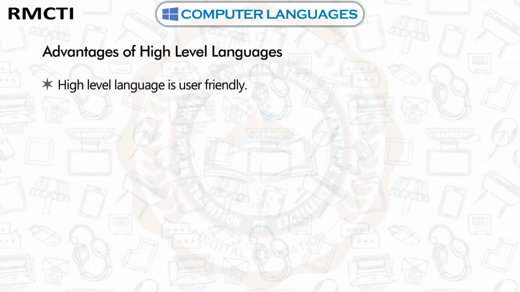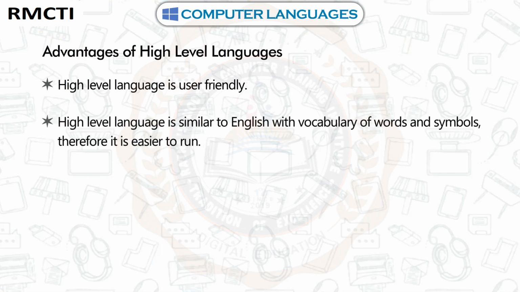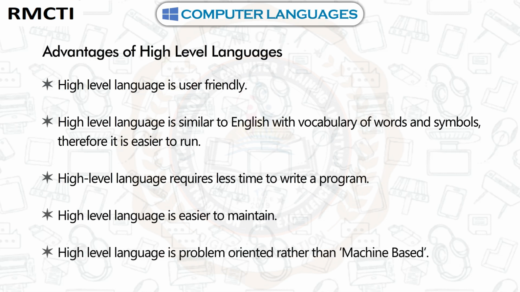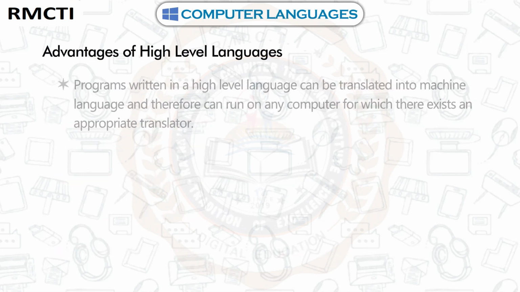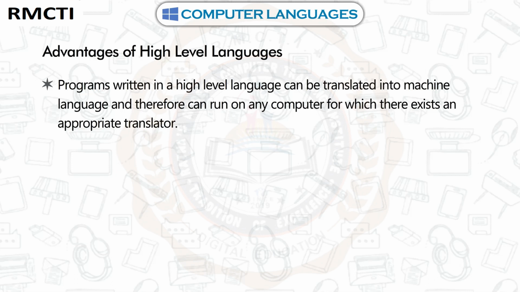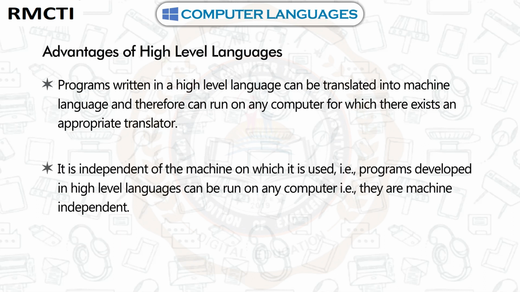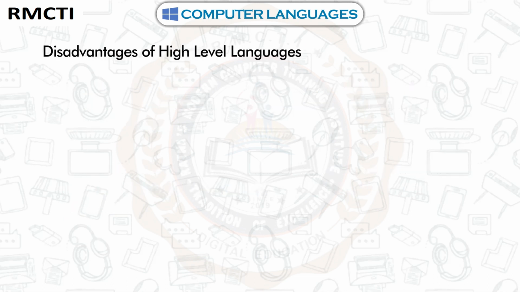Advantages of high-level languages. High-level language is user-friendly. High-level language is similar to the English language with a vocabulary of words and symbols, therefore it is easier to learn. High-level language requires less time to write a program. High-level language is easier to maintain. High-level language is problem-oriented rather than machine-based. Programs written in a high-level language can be translated into machine language and therefore can run on any computer with an appropriate translator. It is independent of the machine on which it is used. That is, programs developed in high-level languages can be run on any computer. That is, they are machine independent.